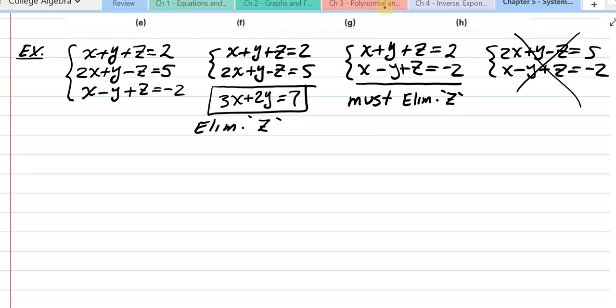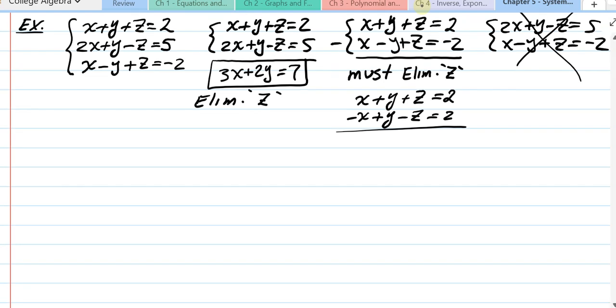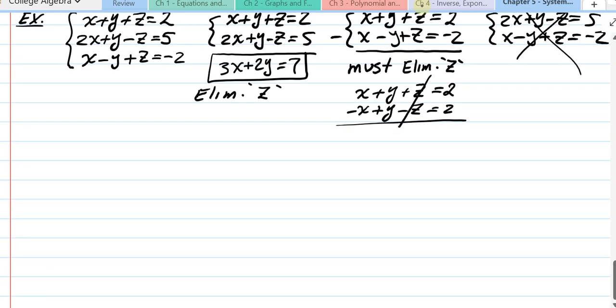So let's eliminate z here. How would I eliminate them? I need opposites. I'm going to multiply the bottom one by negative. That would give me a negative z, and that should eliminate it. So the first equation is x plus y plus z equal to 2. The bottom is negative x plus y minus z equals 2. Let's add them together now. The intended consequence. See, that's what we wanted. This is the unintended consequence. Unfortunately, x eliminated too. I wish it hadn't, but it does.